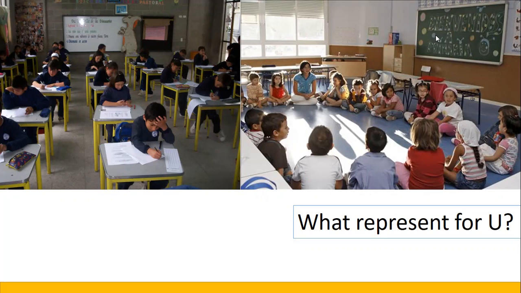It depends. For example, for tests, you have to make lines because they have to be focused and paying attention to what they are doing. And the second does not represent a normal class, it represents one method. The second picture represents the Montessori method.